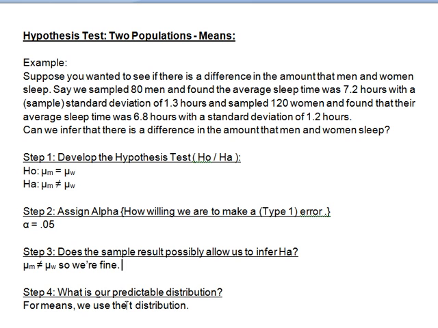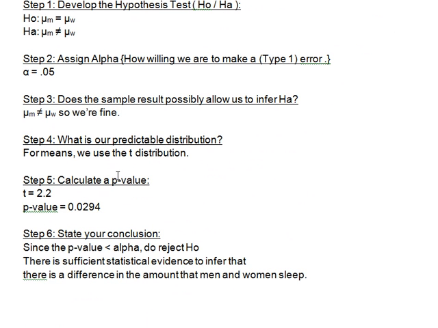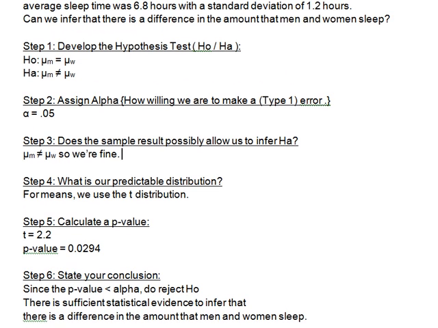Okay. So what's our step four? What is our predictable distribution? For means, we use a t-distribution because we don't know the population standard deviation, so we use a student t-distribution. Okay. Step five is we calculate the p-value. So let's do that.